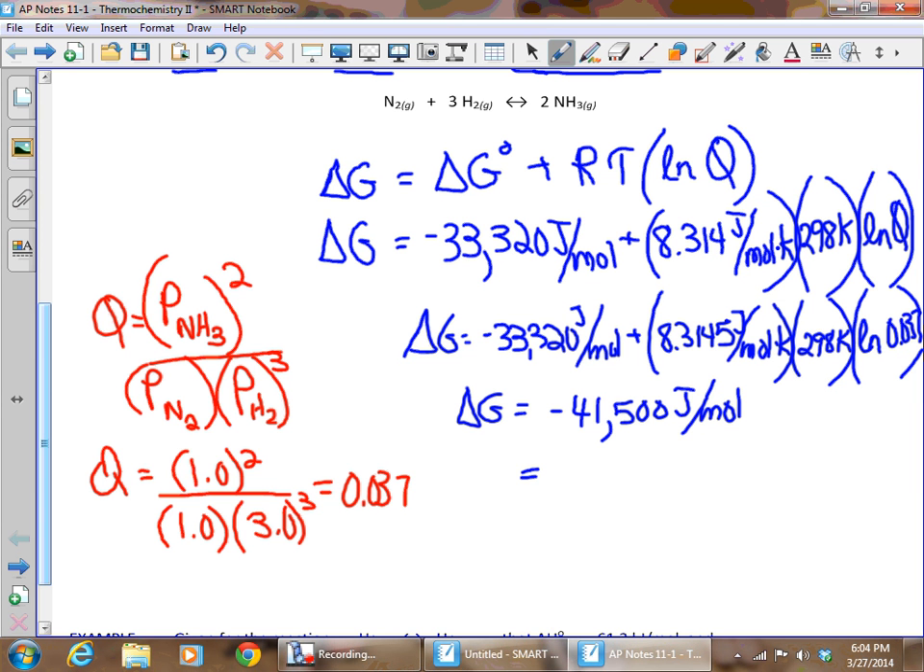It did not ask for it, so usually I'm pretty fond of just leaving it in the original units, but we can go ahead and say that this is 41.5 kilojoules per mole.